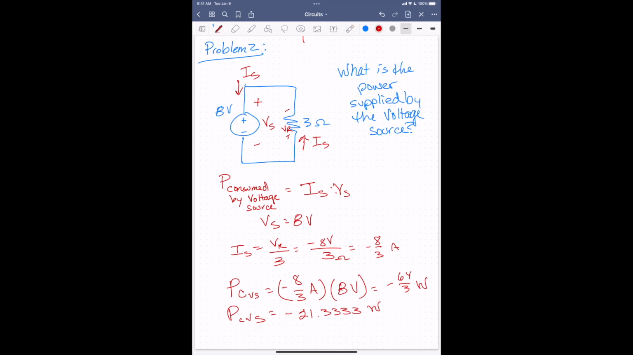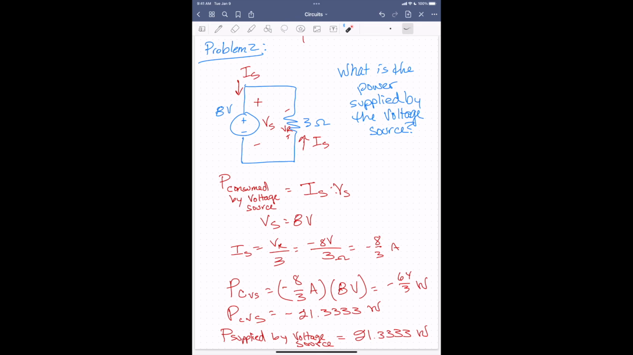That means that the power supplied, which is the question I asked, the power supplied by the voltage source, will be equal to the opposite of the power consumed, so that'll be 21.3333-ish, for however long you need to go, watts. Now, one thing I want you to notice is that in this simple circuit, the power supplied by that voltage source is 21 1/3 watts, and the power consumed by this resistor is 21 1/3 watts.